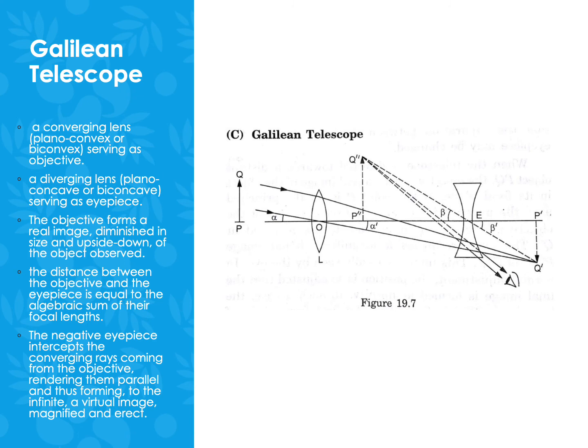The distance between the objective and the eyepiece is equal to the algebraic sum of their focal lengths. The negative eyepiece intercepts the converging rays coming from the objective lens and renders them parallel, thus forming an infinite virtual magnified image that is an erect image.